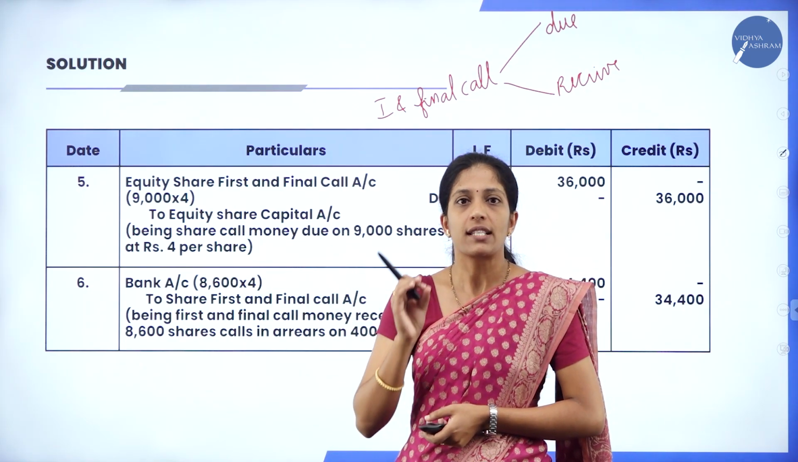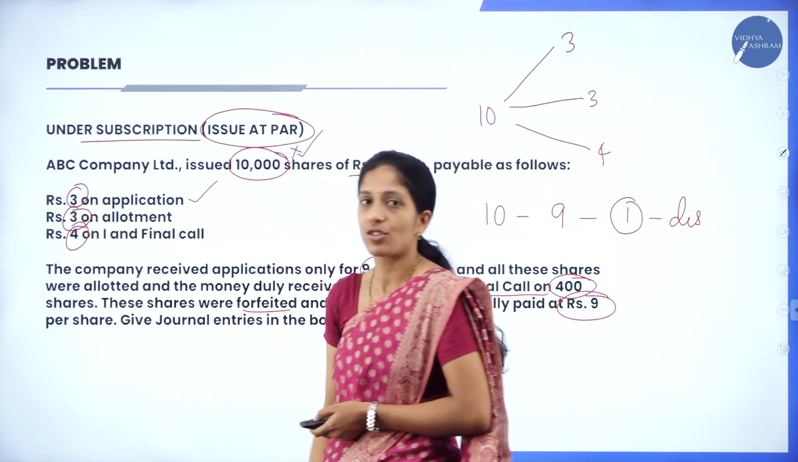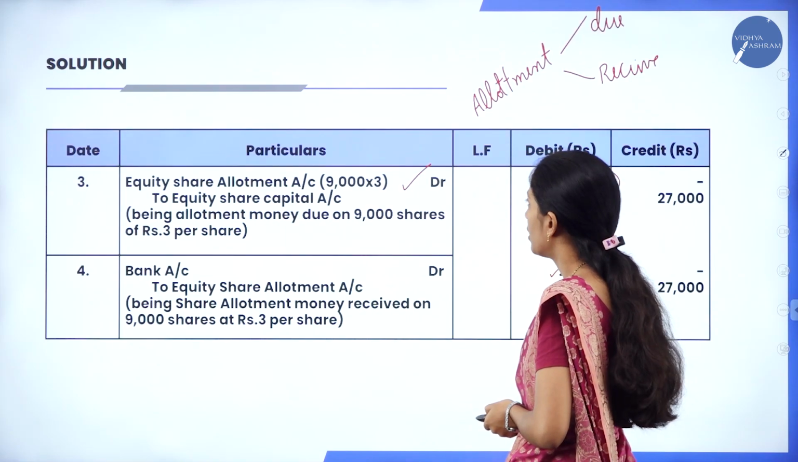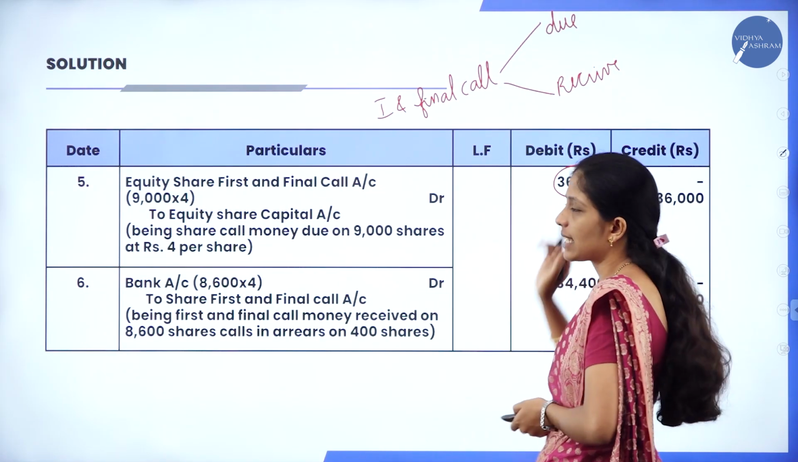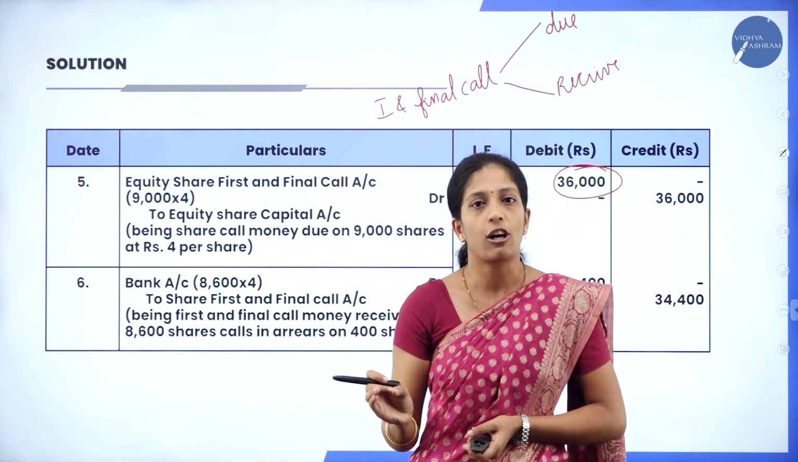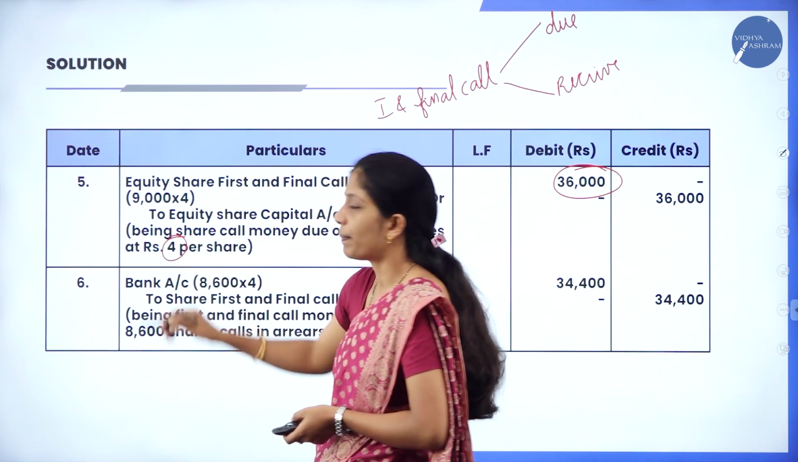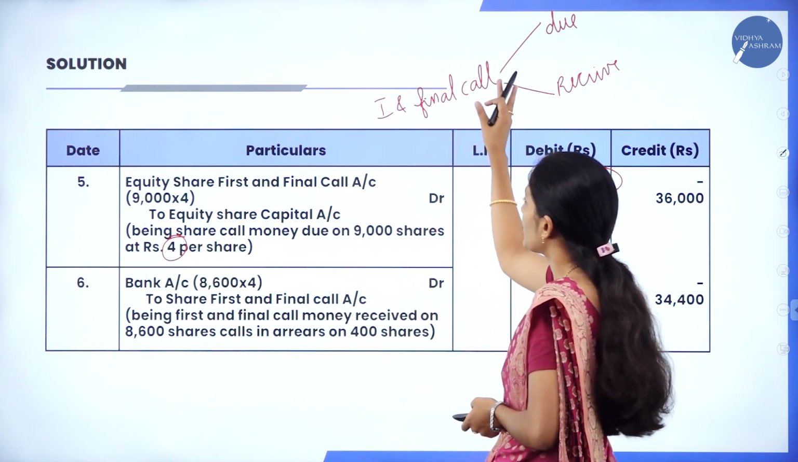What is the number of shares? 9,000. What is the call money? That is 4 rupees. So, 9,000 into 4, 36,000. How can you write the narration? Being first and final call money due on 9,000 shares at rupees 4 per share. So, this is a due entry.